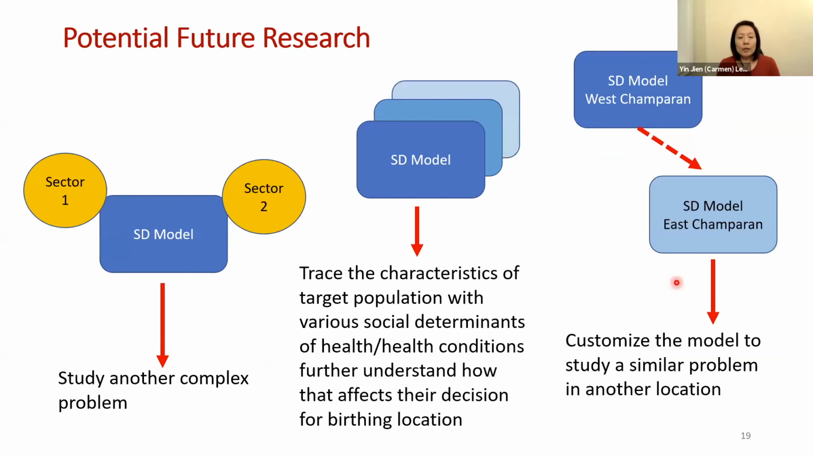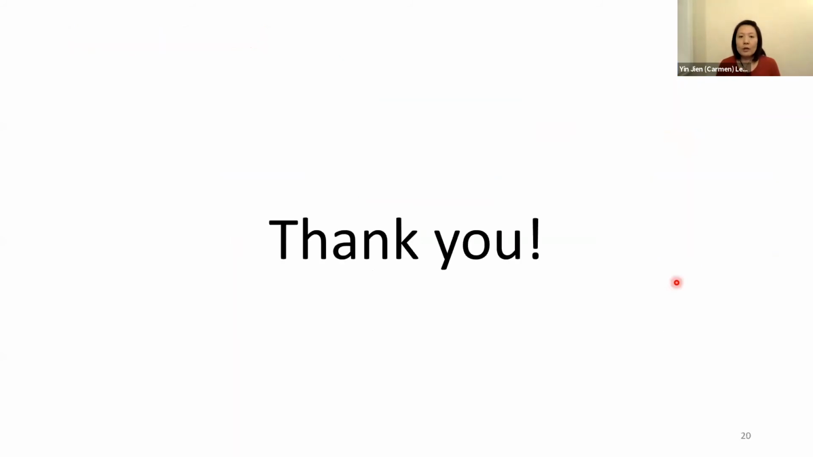The potential research for this project can be broadening the model boundary to study another complex problem, or to trace the characteristics of the target population with various social determinants of health or health conditions to further understand how that affects their decision for birthing location. Or maybe we can also customize the model to study a similar problem in another location, for example, another district or another country. So that's all for my presentation. Thank you.